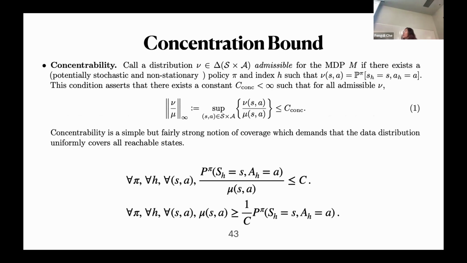If I simplify it a little bit, I try to remove this admissible distribution definition here. It just means for all policies, for all time steps, for all state action pairs, the ratio between the probability for the state action to show up and our generation distribution should be smaller than C, which means our generation distribution should be larger than 1 over C times this probability. It means for any state action pair that can be reached by any policy, our distribution should have a large enough probability to cover it.